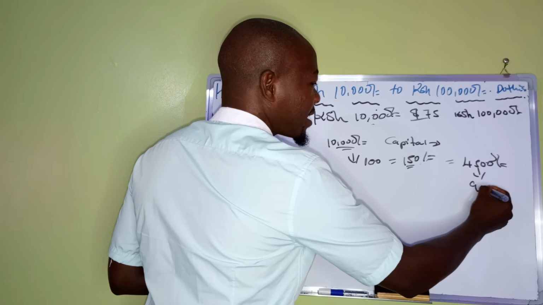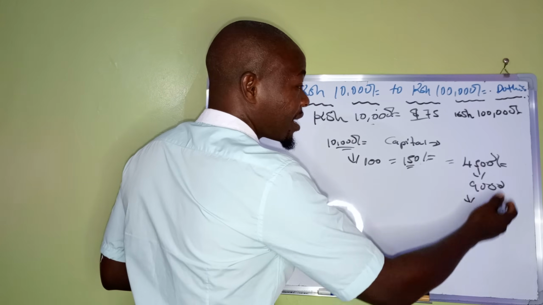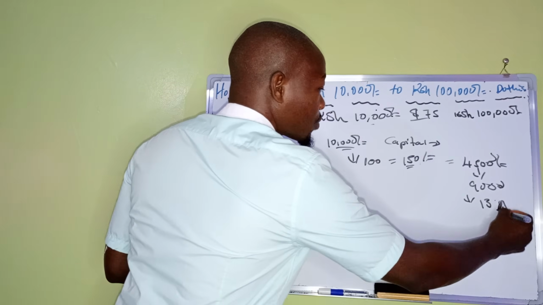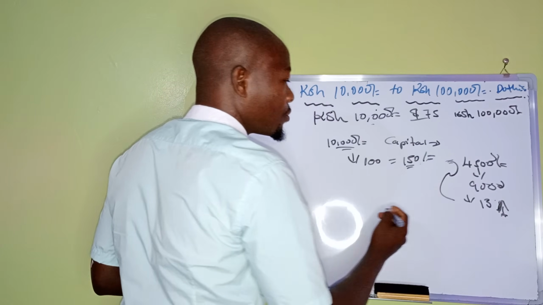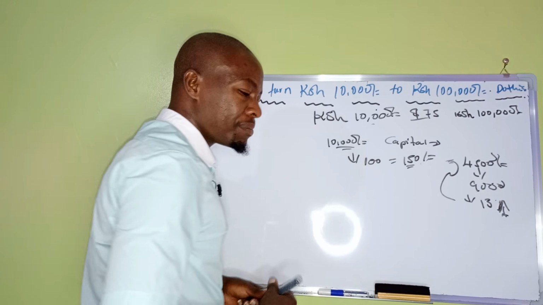In month 2, you have your 9,000. In month 3, you're talking about 13K and above. So guess what happens? In the third month, you have actually recouped your investment. And now this money, which is 150K, pick a money market fund.